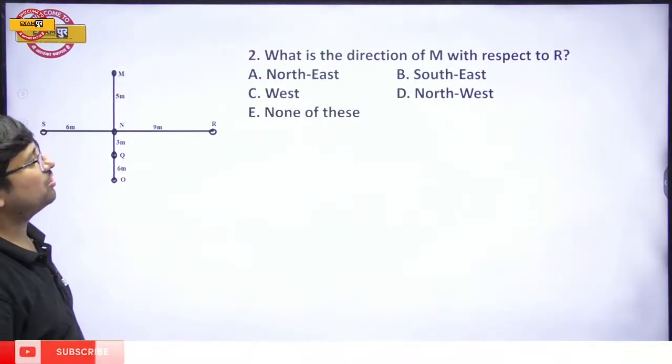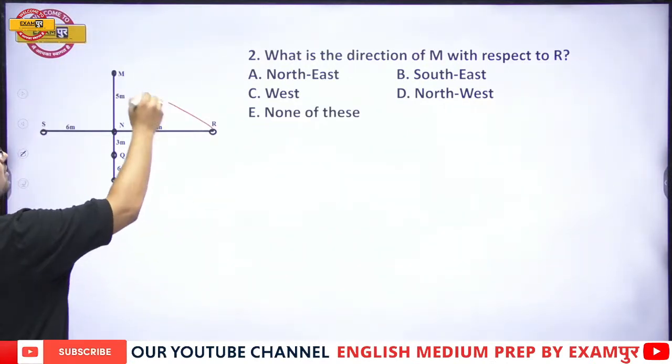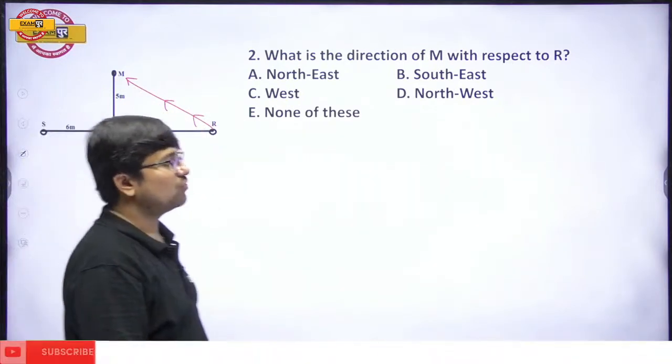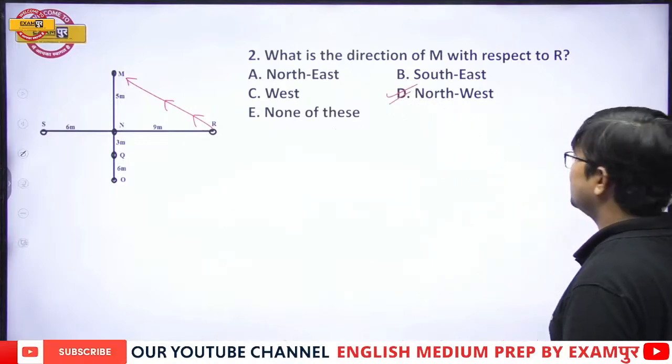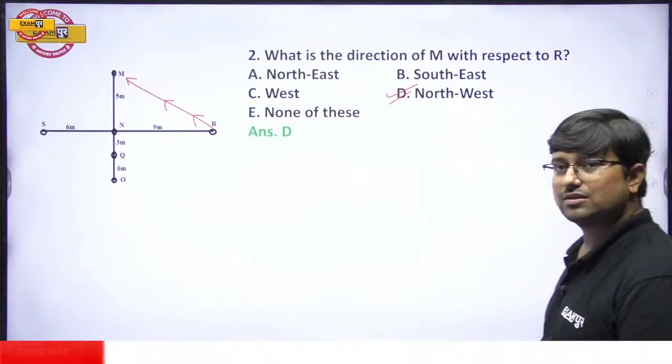Now what is the direction of M with respect to R? Direction of M with respect to R is northwest, and therefore the right answer is option number D, northwest.